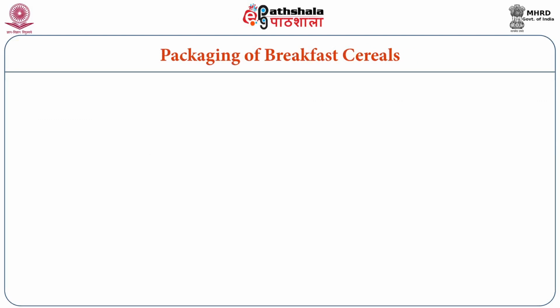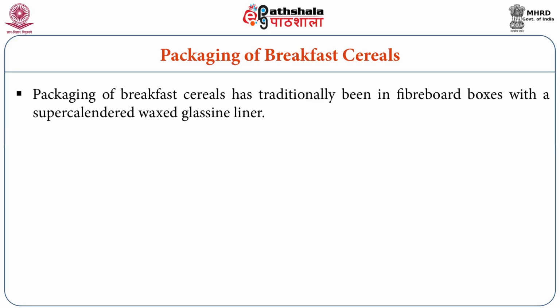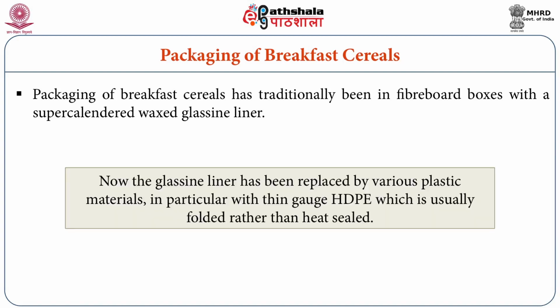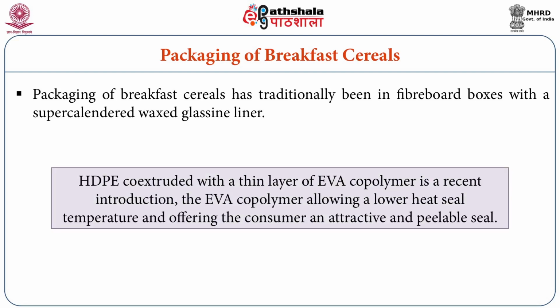Now, we will discuss packaging of breakfast cereals. Packaging of breakfast cereals has traditionally been in fiberboard boxes with a super calendared waxed glassine liner. Now, the glassine liner has been replaced by various plastic materials, in particular thin gauge HDPE, which is usually folded rather than heat sealed. HDPE co-extruded with a thin layer of EVA copolymer is a recent introduction, the EVA copolymer allowing a lower heat seal temperature and offering the consumer an attractive and peelable seal.